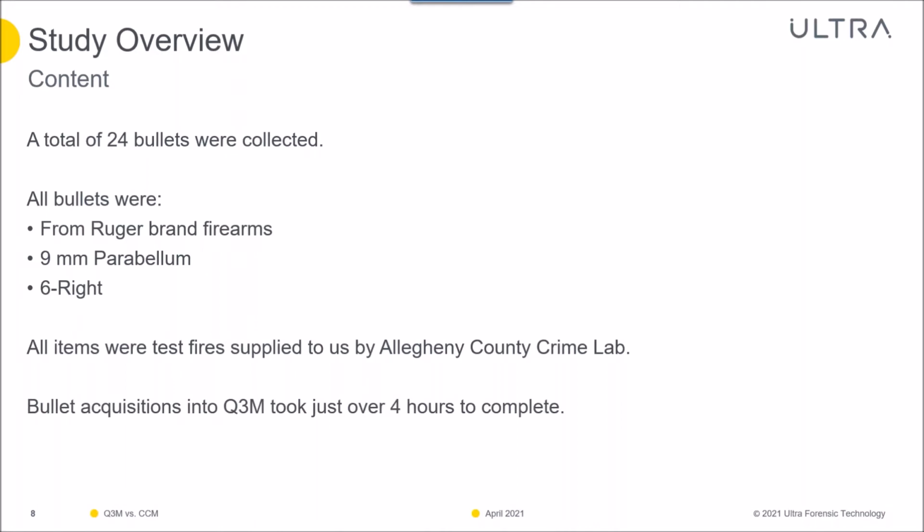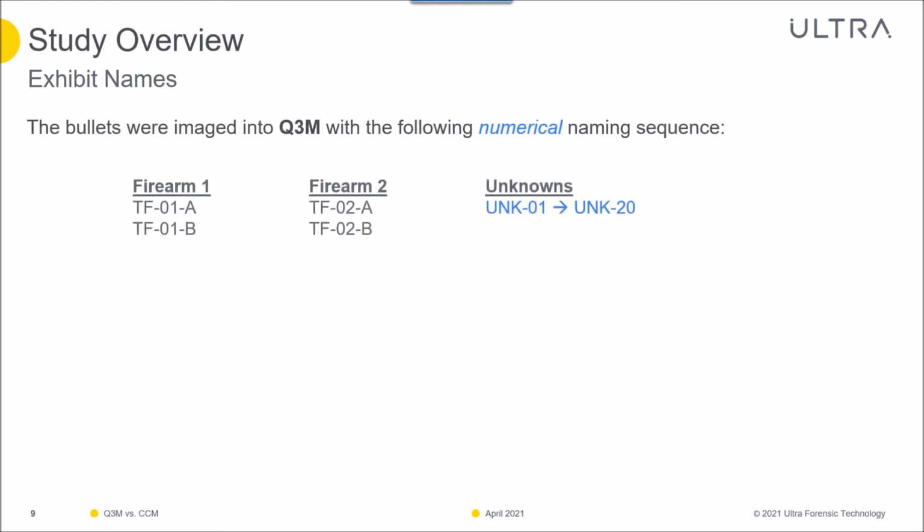As I was acquiring those in, they were all test fires, all the acquisitions. The 24 acquisitions took me just over 4 hours to complete. As these were being entered into the Quantum system, I was giving them a numerical-based naming sequence. There were two acquisitions representing test fires from a known firearm. This would have been a gun from the crime scene that you test fired in your own lab. That was test fire 1A, 1B. There's a second firearm that would be test fire 2A and 2B. And then there were a series of unknowns, which I named unknown 01 through unknown 20.